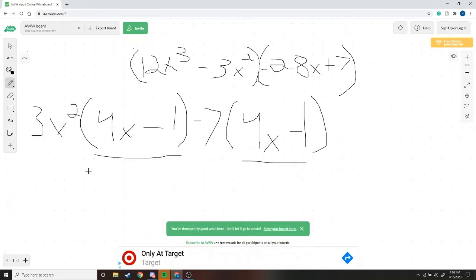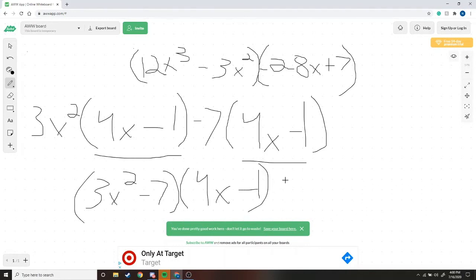Just like last time, we're going to combine the two terms that we pulled out. So the 3x squared minus 7. We're going to put it into a parenthesis, and we're going to take one of these factors. We're going to take 4x minus 1. And this is your final answer.